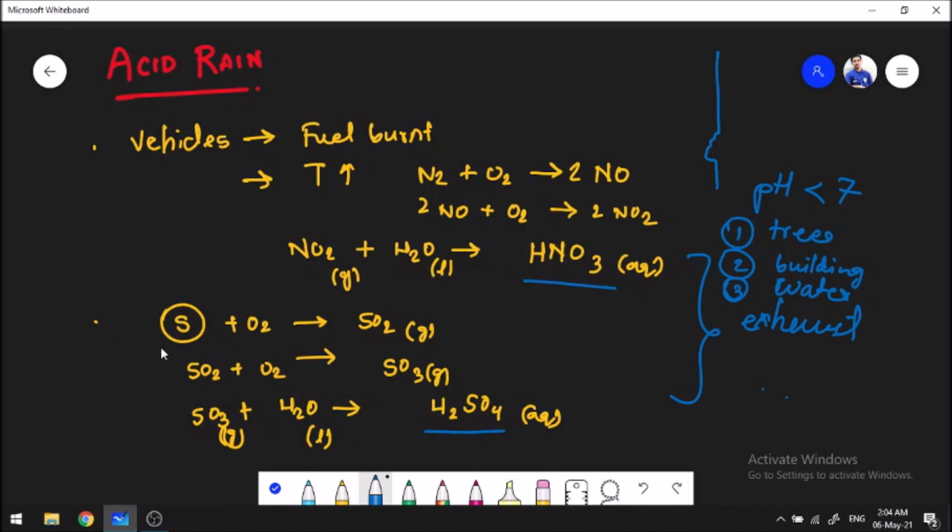Similarly, there is an impurity called sulfur in our fuels, which combines with oxygen to form sulfur dioxide. That sulfur dioxide reacts with more oxygen to produce sulfur trioxide, which reacts with more water to form sulfuric acid. So these two are the main culprits of our acid rain. They combine with the rainwater and reduce the pH of the rainwater below 7, and they affect trees, buildings, and aquatic life.